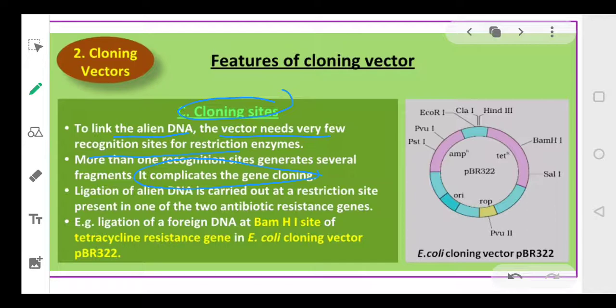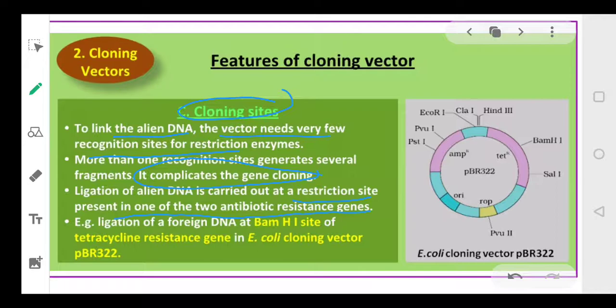तो उसके अंदर minimum recognition sites present होनी चाहिए जहाँ पर हम अपना DNA insert कर सकते हैं। राइट, उससे ज़्यादा अगर आपके पास साइट्स मौजूद हैं then the process will be complicated. Okay, now suppose let's take an example. Suppose we insert a foreign DNA at a restriction site in one of the two antibiotic resistance genes.